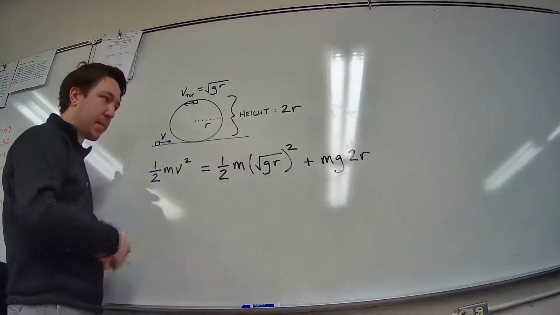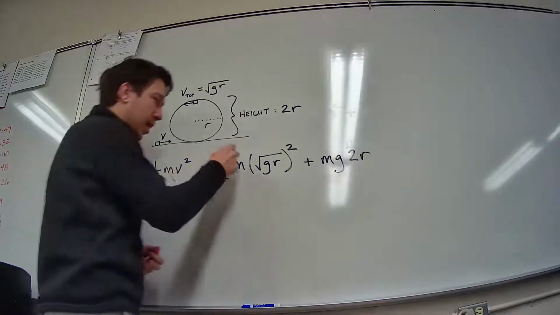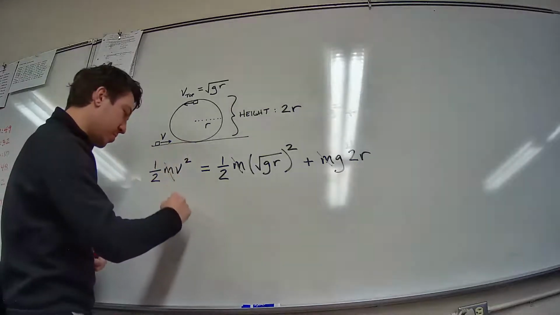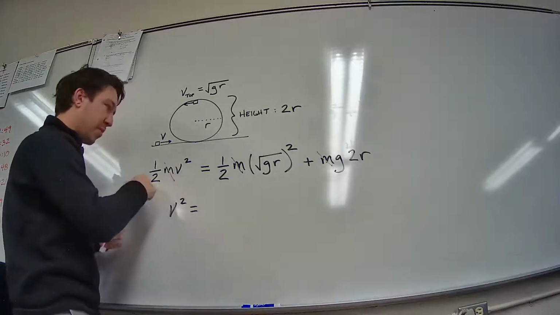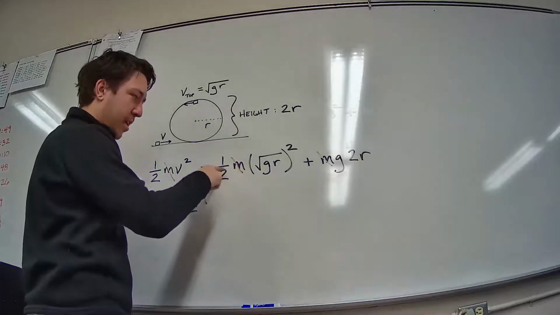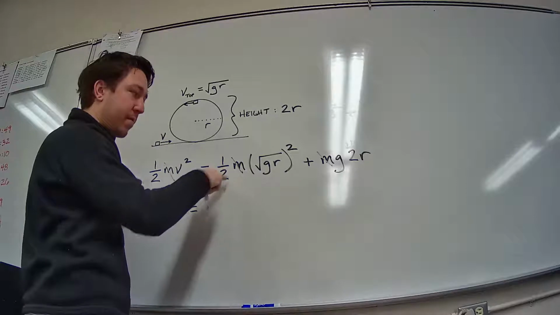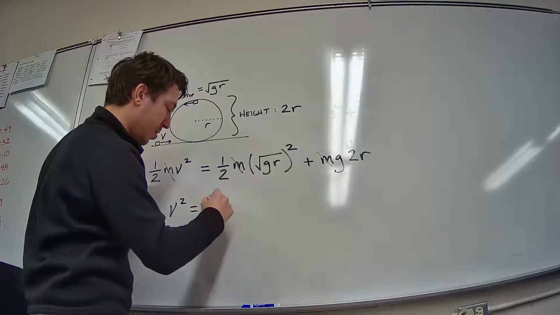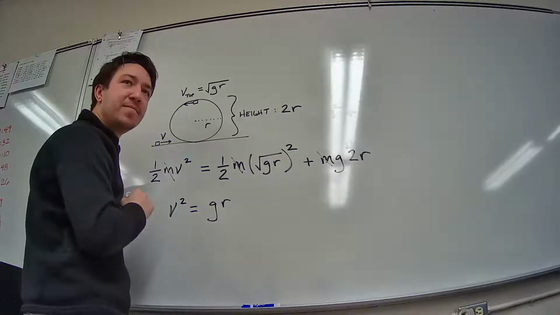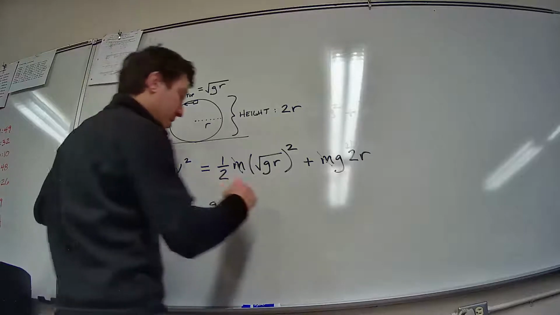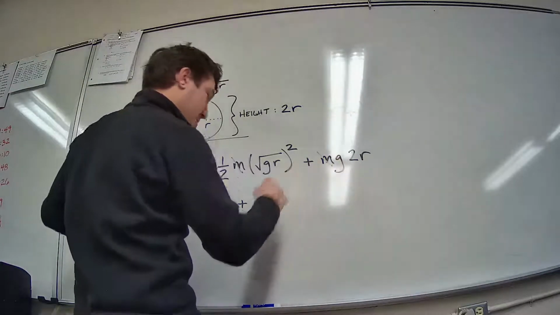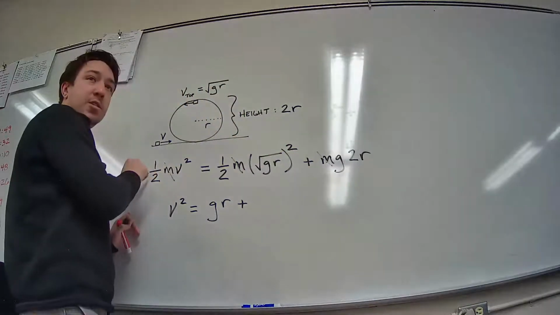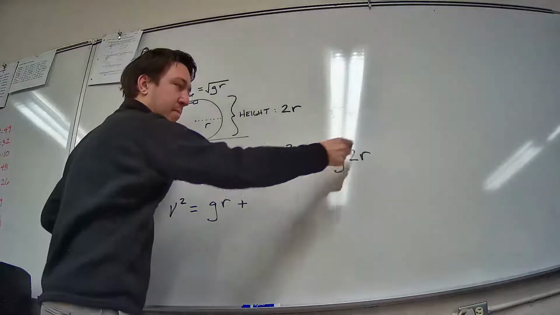Okay, so first thing that's going to happen, let's cancel those masses, and then let's multiply both sides by 2. So multiply by 2, what do you get here? It gets rid of the 1/2. And then the square root of gr squared is just gr, right? Plus, oh wait, because I remember I multiply both sides by 2, right? So what does this end up actually being?